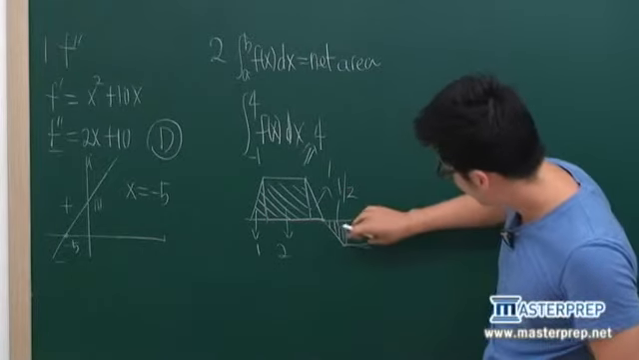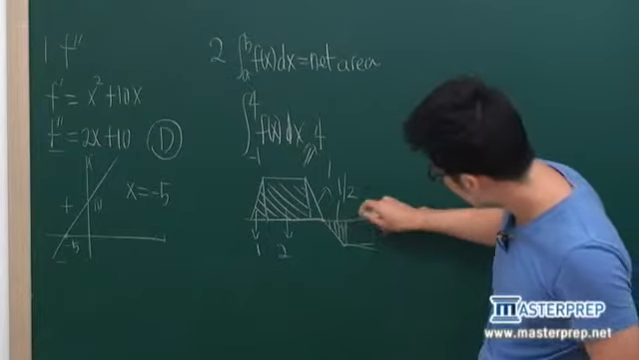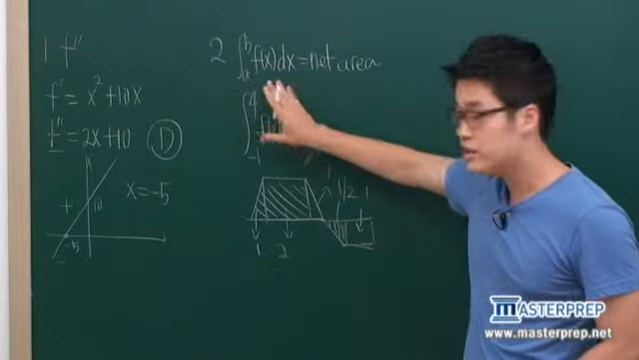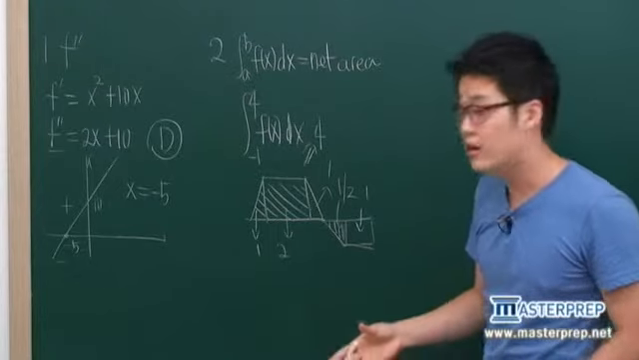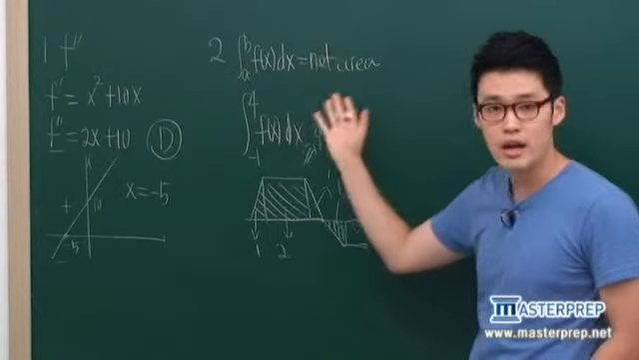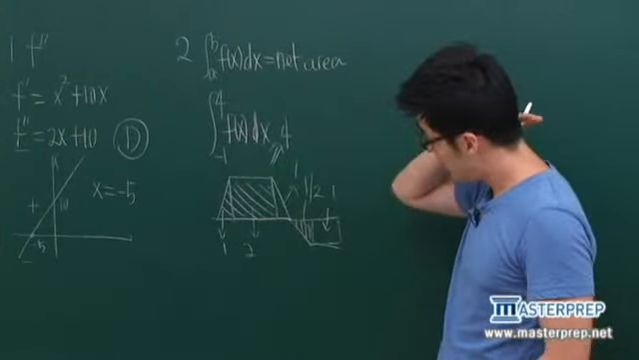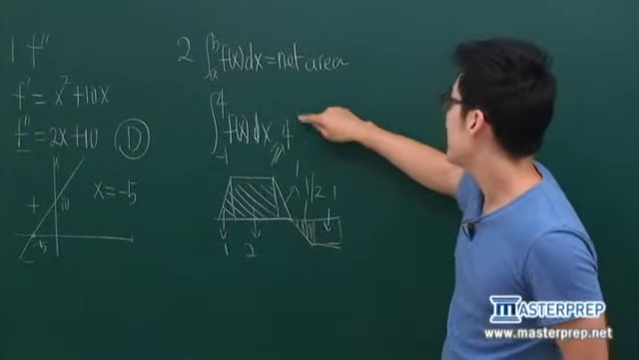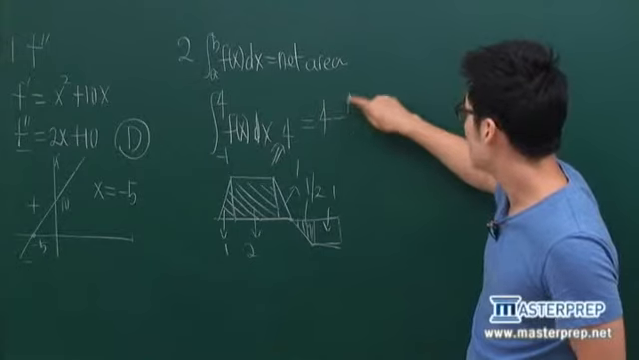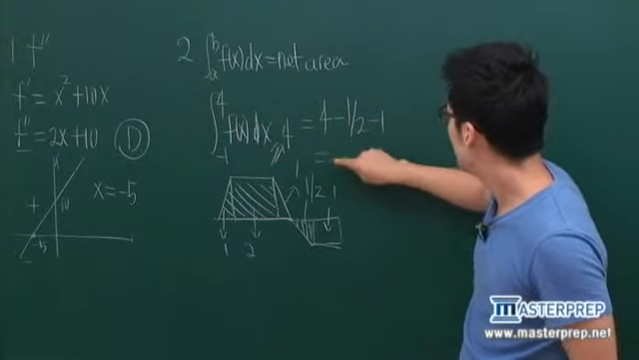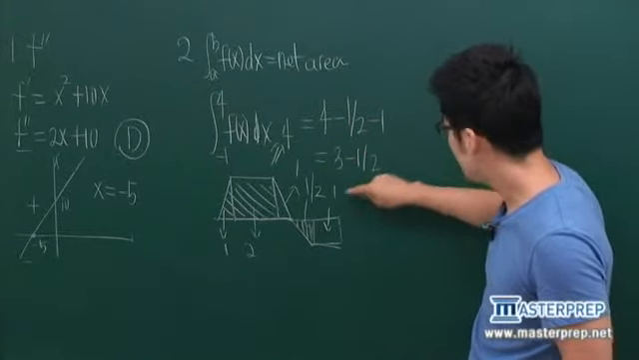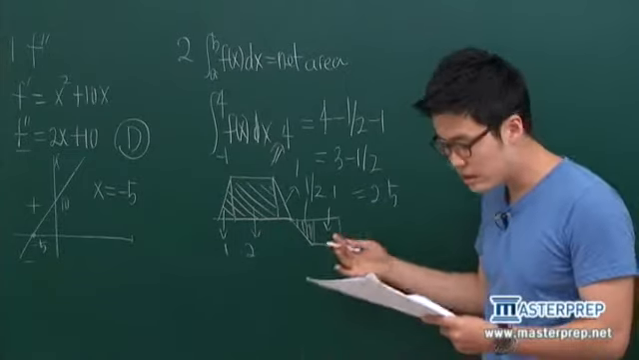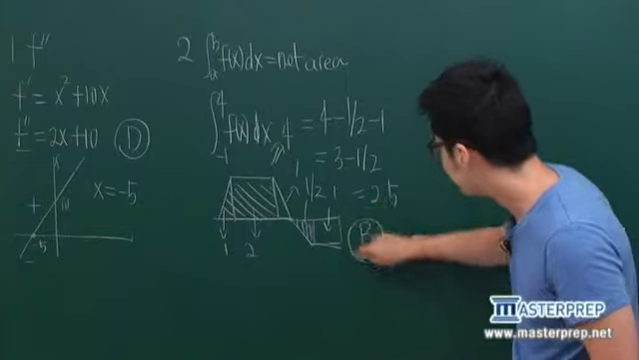And what about this rectangle, or square in this case? This is just equal to 1. But as I said, the integral, concept-wise, is net area. And if you are interested in this, just take my AP BC Calculus, which is part 1. Net area in this case is 4 minus 1/2 minus 1. So 3 minus 1/2, which is equal to 2.5. So this is the answer. So B is the answer.